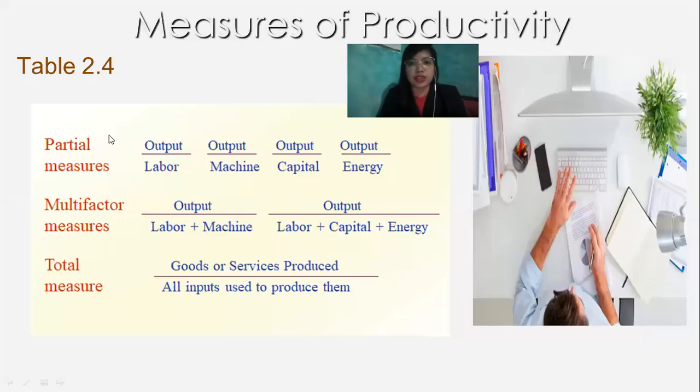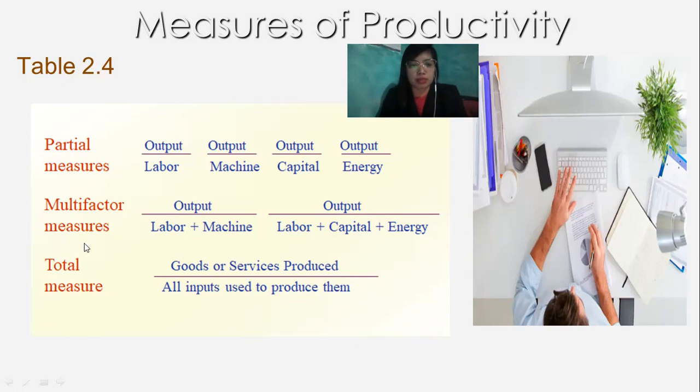For example, for the partial measures of productivity, we have the output over the labor, the machine, the capital, and the energy. For multi-factor measures, we have the output over labor plus capital plus energy. And for the total measure, we have the goods or services produced over all inputs used to produce them.